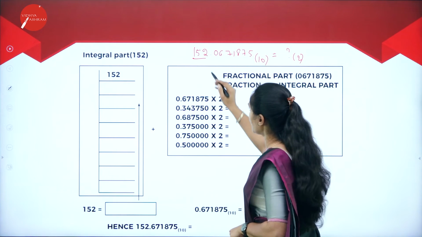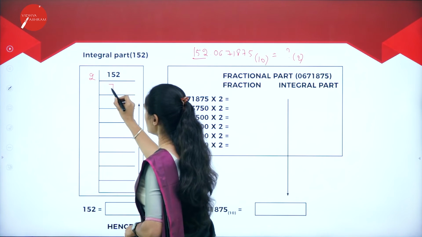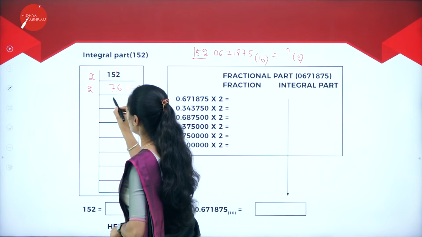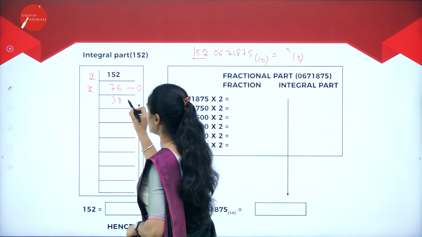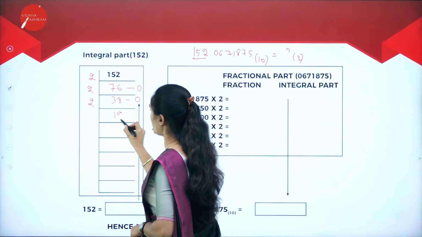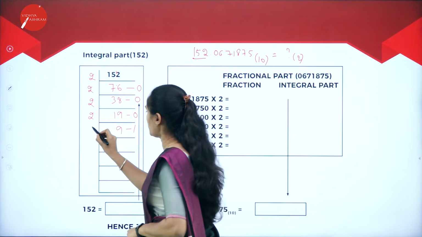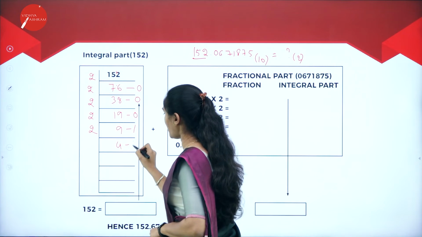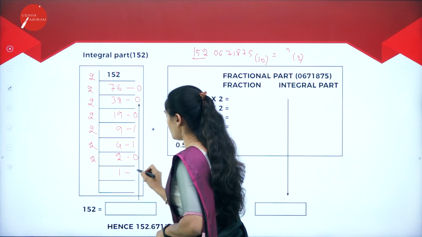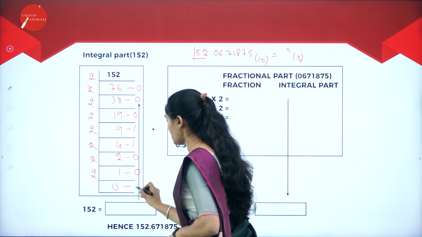We'll see now. First let me consider this 152. It has to be divided by 2. 2 7s are 14, this becomes 12, 2 6s are 12, the remainder will be 0. 2 3s are 6, this becomes 6, 2 8s are 16, the remainder will be 0. Again 2 1s are 1, it becomes 18, 2 9s are 18, the remainder will be 0. Now 2 9s are 18, the remainder will be 1, 2 4s are 8, the remainder will be 1, 2 2s are 4, the remainder will be 0, and 2 1s are 2, the remainder will be 0. We cannot divide this 1 by 2, so 2 zeros are 0, the remainder will be 1.